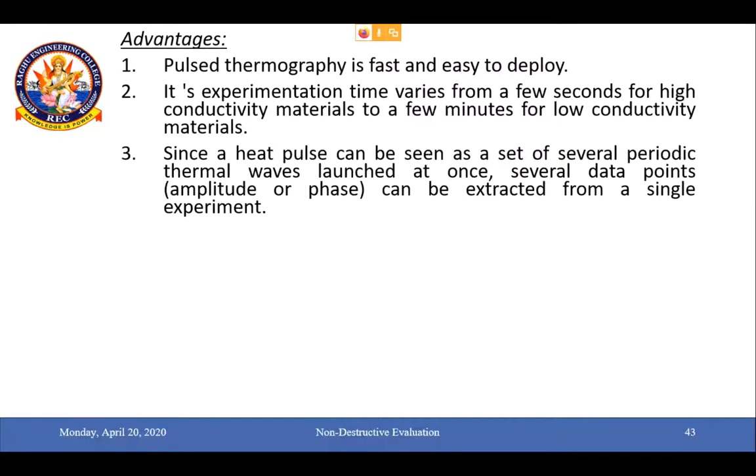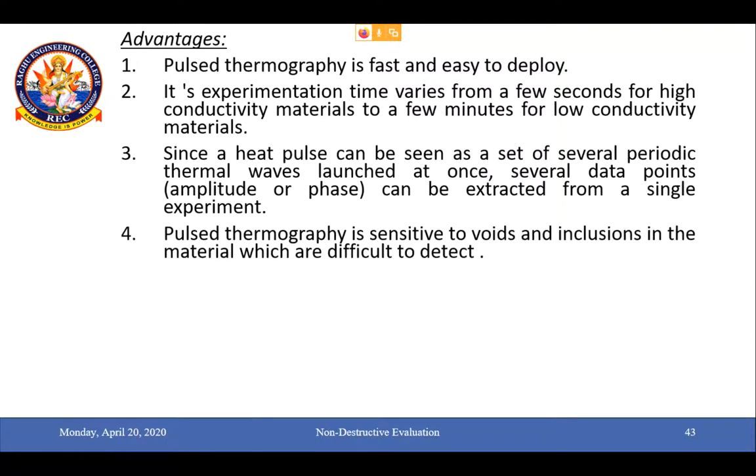As a heat pulse can be seen as a set of several periodic thermal waves, number of thermal waves, which are launched at once, several data points, that is each wave will be associated with its own amplitude and each wave will be associated with its own phase, can be extracted from a single experiment. This is one of the advantages with this, which is not available in your lock-in. Fourth advantage is that pulse thermography is sensitive to voids and inclusions in the material which are difficult to detect, so it can detect them very easily.